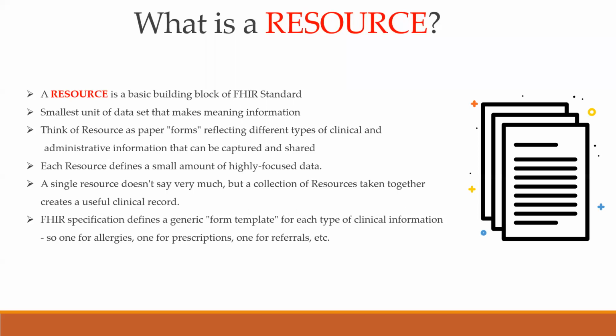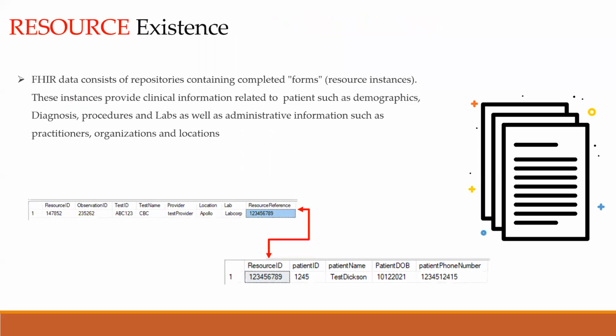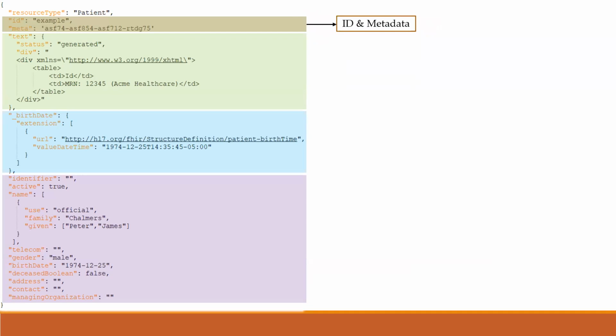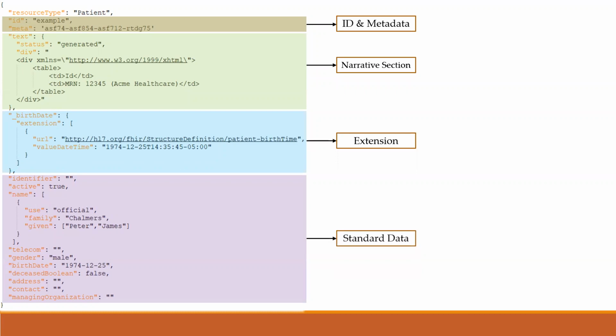So we talked about resource, and we saw this page, and this is where we concluded our session yesterday. This is a sample patient resource example to see what data elements we'll have in a resource. There are 4 sections in any resource, each highlighted in a different color here. ID and metadata is one section. Narrative is one section. Extension is one section, and the standard data, which is the actual data of a resource, is present in one section.